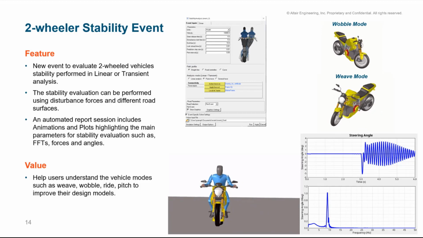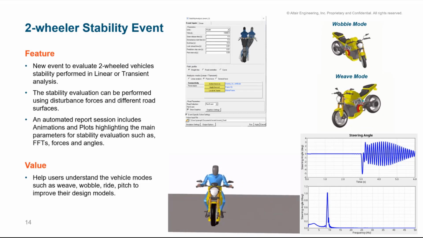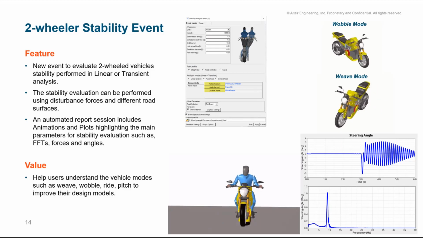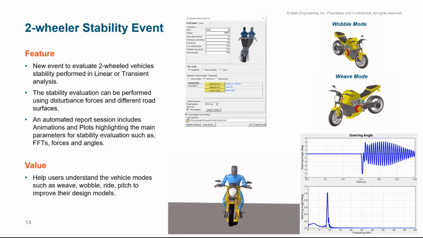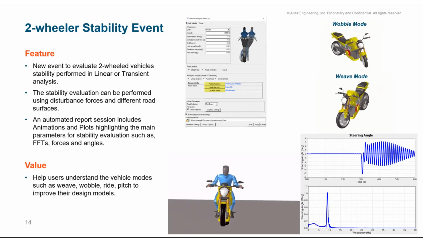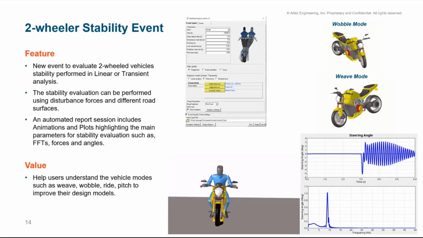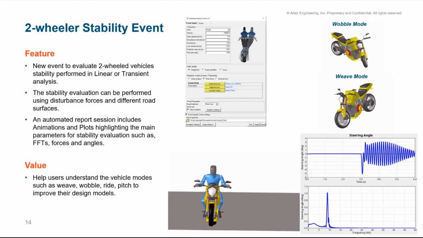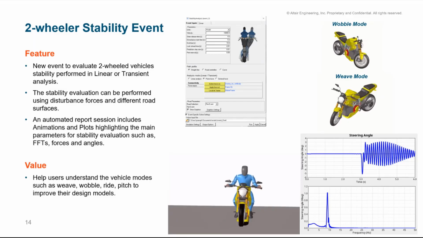Of course, you need to excite the vehicle. You can do that by, for example, a short impact force or moment at any location on the vehicle, and then you will see the wobble or weave mode.